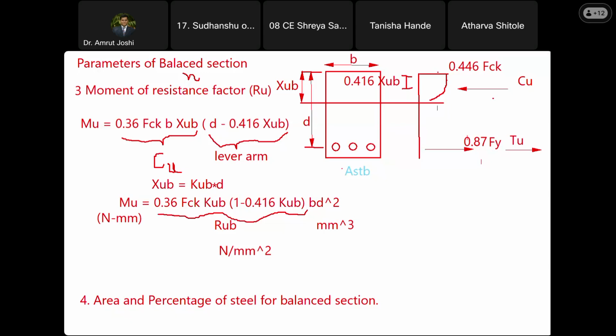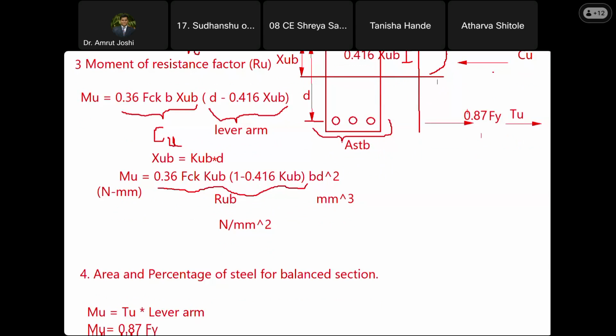Yes, sir. Okay. So this area of steel I have shown schematically as 3 bars in one layer, but it may so happen that it may be more number of bars in more number of layers. That's absolutely all right. But this area of steel, I'm going to call it as ASTB. Happy?